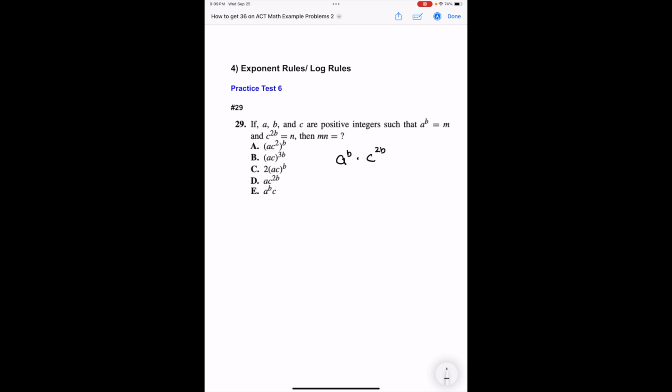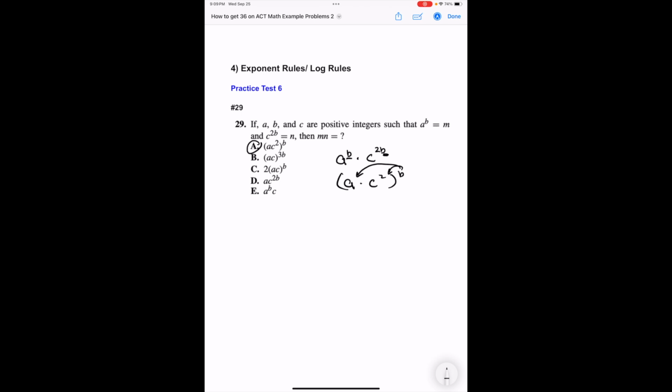So as we can see here, they both have an exponent of b. So we can take the b out, so that will be a, and then the c is left with c squared, and then we take the b out right here because when we distribute it, it will go into the a and then it will go into the c squared.